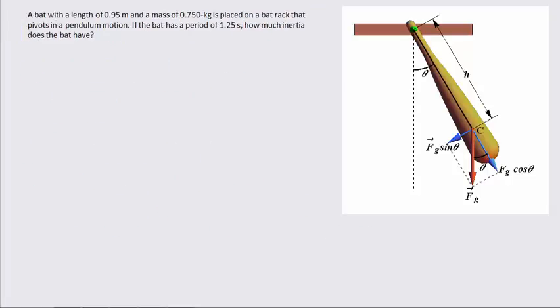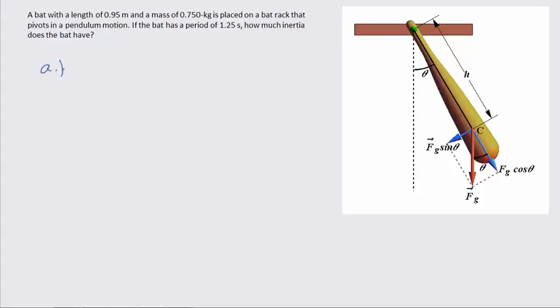In our second example, we see we have a bat whose length is 0.95 meters and has a mass of 0.75 kilograms, and it is placed on a bat rack that pivots in a pendulum motion. If the bat has a period of 1.25 seconds, how much inertia does the bat have? So we see that our bat is behaving like a pendulum, and we can assume that since our bat is an irregular shape, it would behave like a physical pendulum.